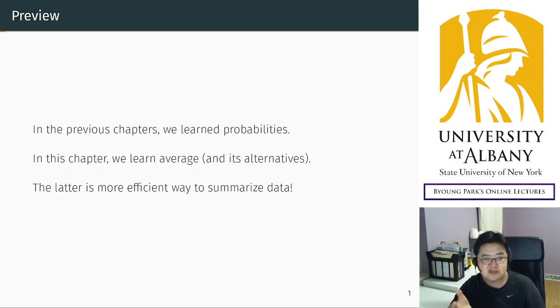And this chapter and the next one are about averages. So averages that you use every day, and the average you know. And of course, we are going a little deeper than the simple average, but basically we are going to learn the more rigorous formal definition of average, and its alternatives and its variations. So the main theme of this chapter and the next one is the average.